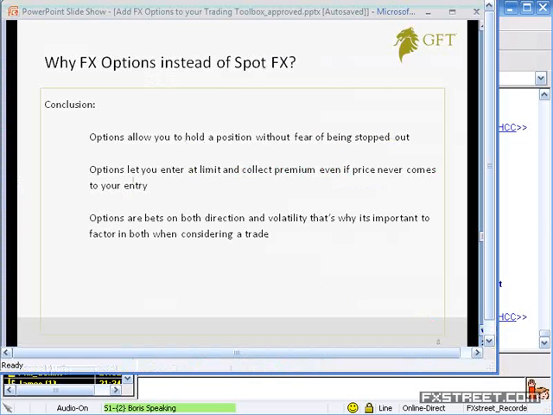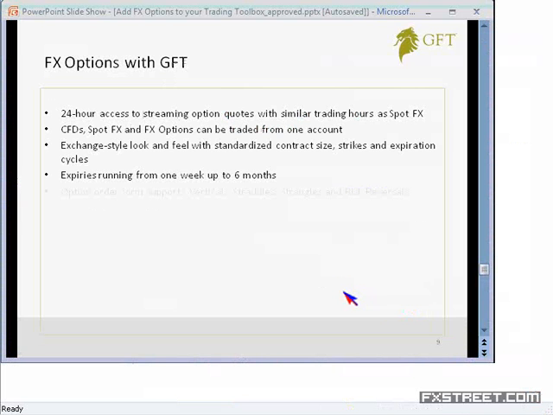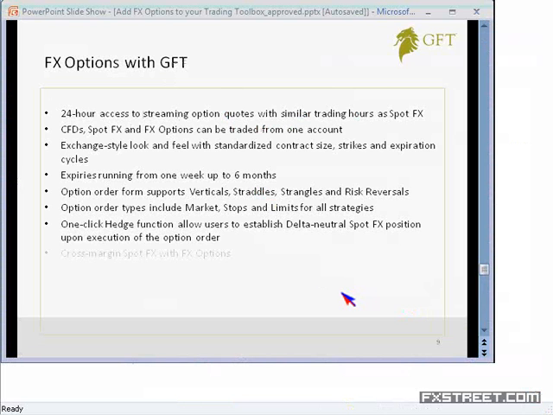And as you get comfortable with it, we'll be happy to do more webinars where you can share your strategy ideas, your pricing ideas, and we can offer you some insight as to what makes sense, what doesn't make sense. But here are the key things about FX options with GFT. 24-hour access to the streaming option quotes, right? We stream everything from CFDs to spot and FX options. We have very much the exchange style look and feel of it, which means that it's all standardized. It's typically standardized to 10,000 units. You can go to 100,000 to 1 million units. It expires from 1 week to 6 months. So very standard expiration. And it supports all sorts of various option strategies.